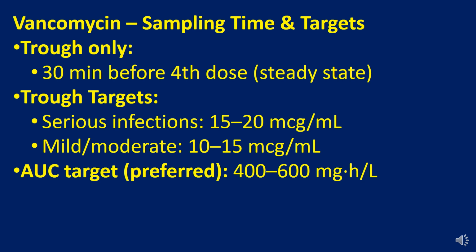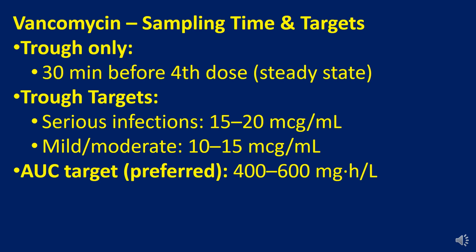Regarding the target trough concentrations: 1. In the case of serious infections, e.g., bacteremia, pneumonia, osteomyelitis, or endocarditis, it is between 15 and 20 micrograms per milliliter. 2. In the case of mild to moderate infections, e.g., skin and soft tissue infections, it is between 10 and 15 micrograms per milliliter. An alternative, or preferred strategy, is the AUC-based monitoring.